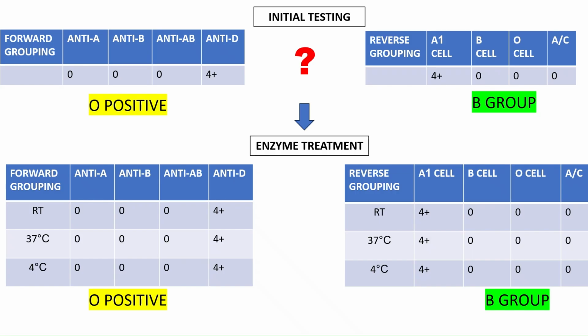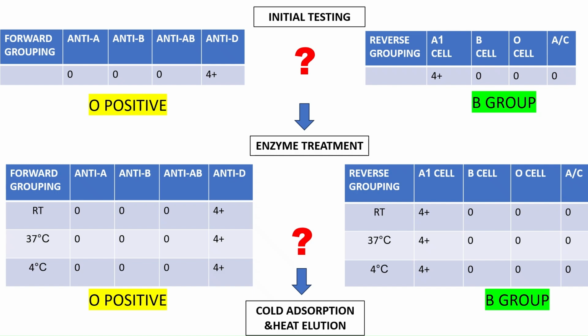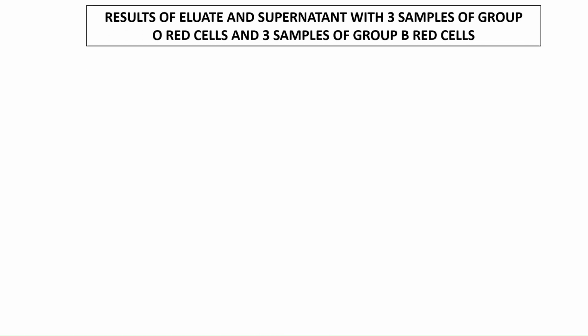But in this case, we were not able to resolve this. So we proceeded further ahead for the adsorption and elution. After the cold adsorption and heat elution, the results of eluate and supernatant were tested with 3 samples of group O red cells and 3 samples of group B red cells.